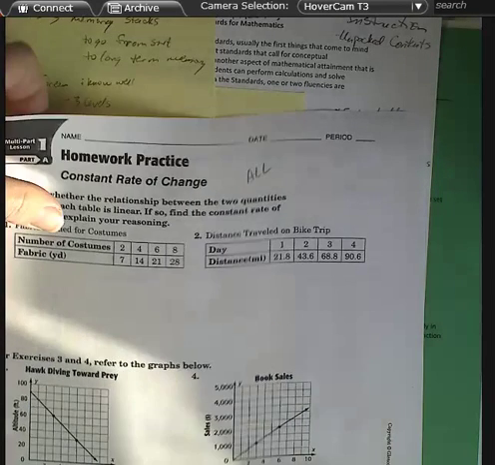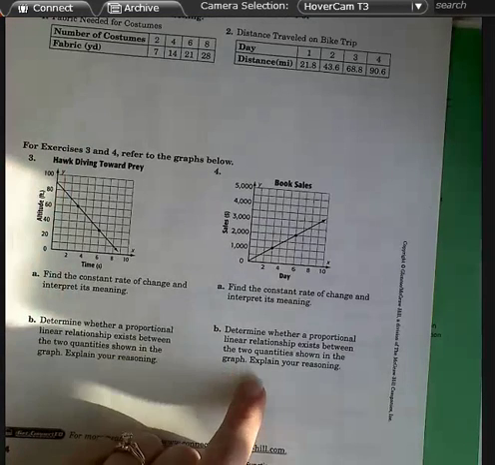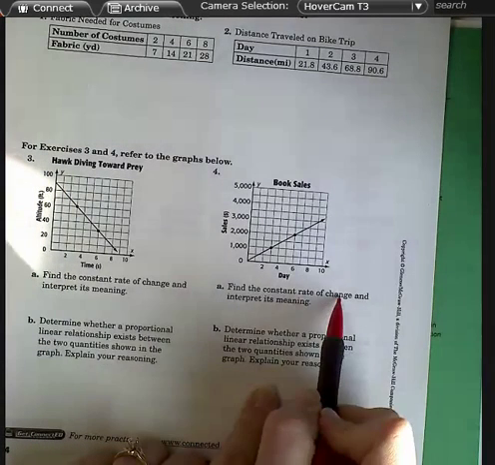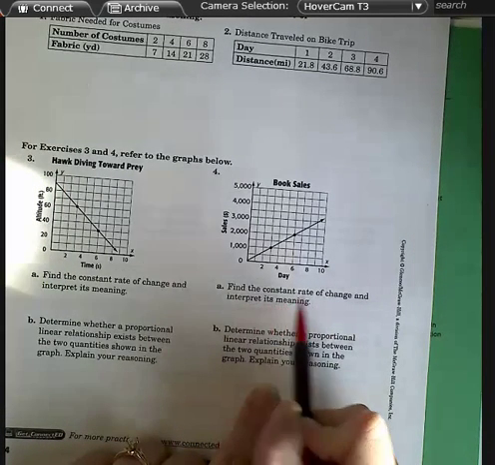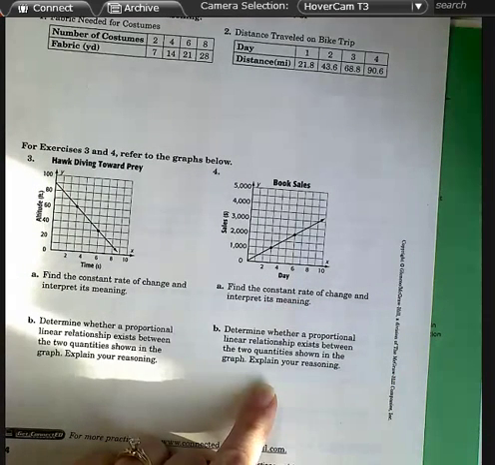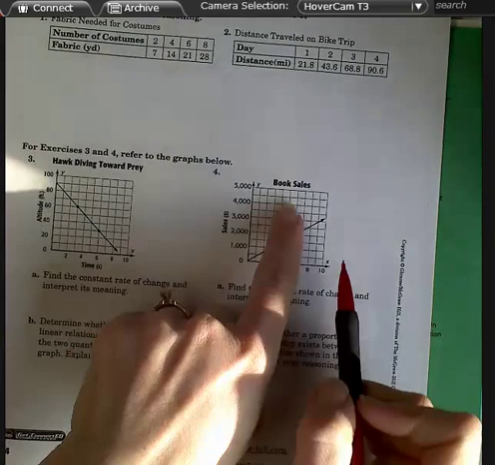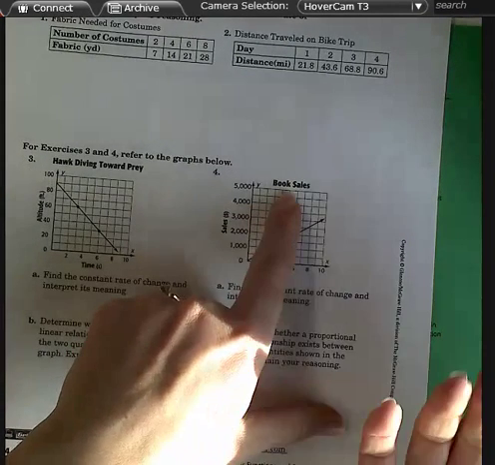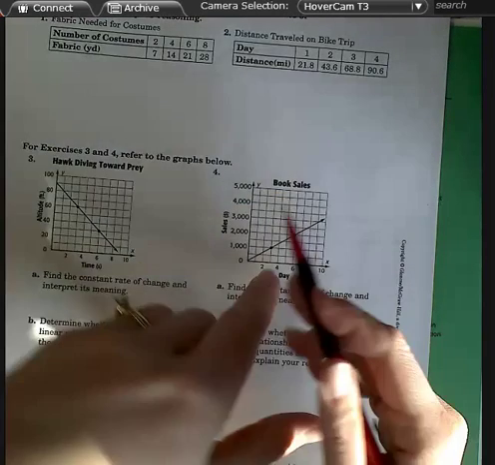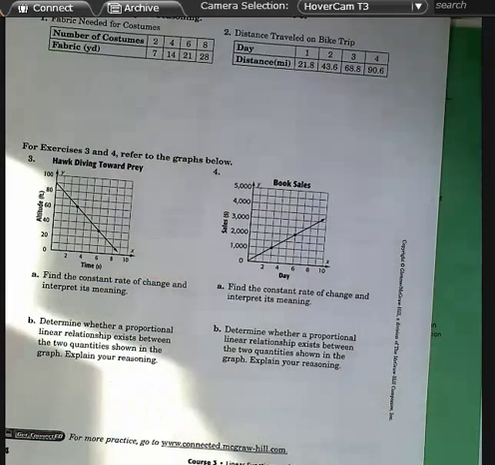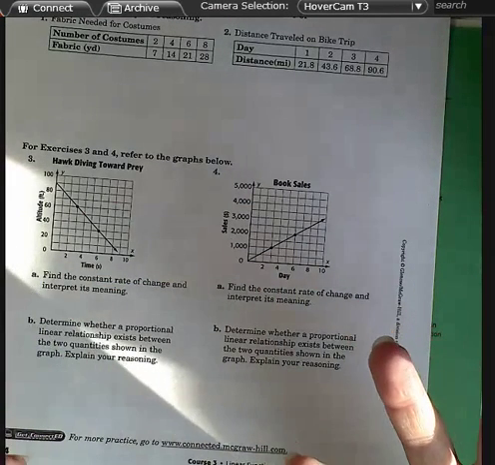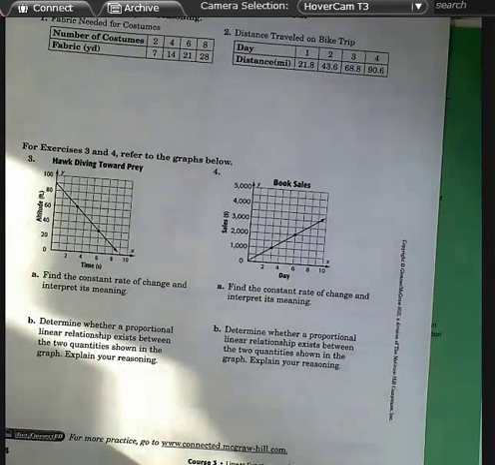Oh, no. I want to draw your attention to these questions down here. It says find the constant rate of change and interpret its meaning. That means tell me with the labels. If it's increasing or decreasing, you have to include the labels and the title. So your interpretation needs to say something like the book sales are increasing by blank dollars per day. If it doesn't, you have not interpreted it. You have to include all the labels.